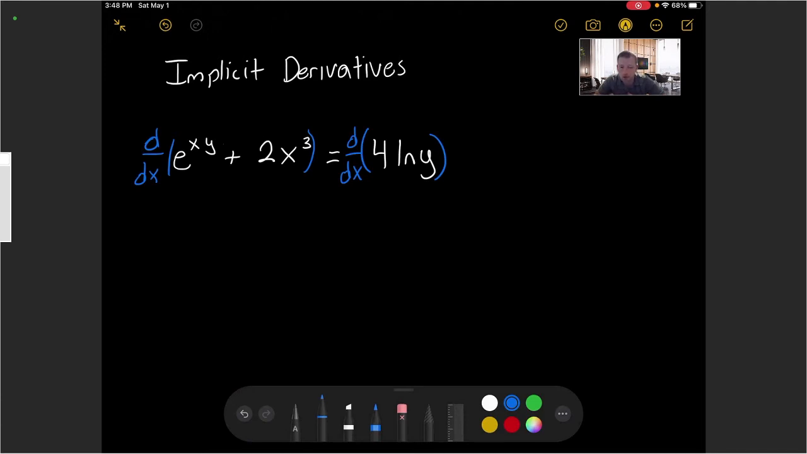So let's go term by term from left to right here. We'll start with this exponential, e raised to the x times y. So when I take the derivative of an exponential, I know I always want to take the exponential and rewrite it, and then take the derivative of the exponent. And so there's no difference here. I want to rewrite my exponential, that happens to be e raised to the xy. And now I'm going to take the derivative of my exponent, which happens to be xy.